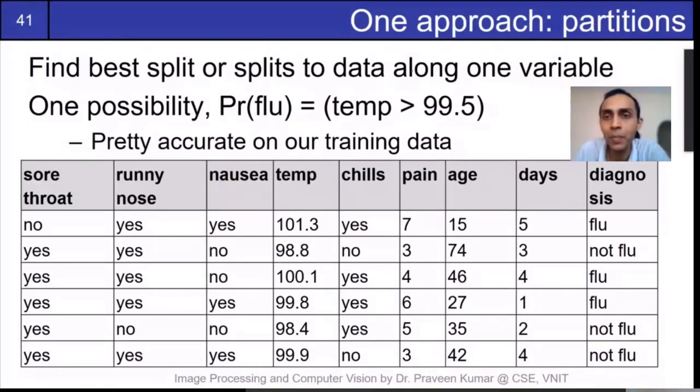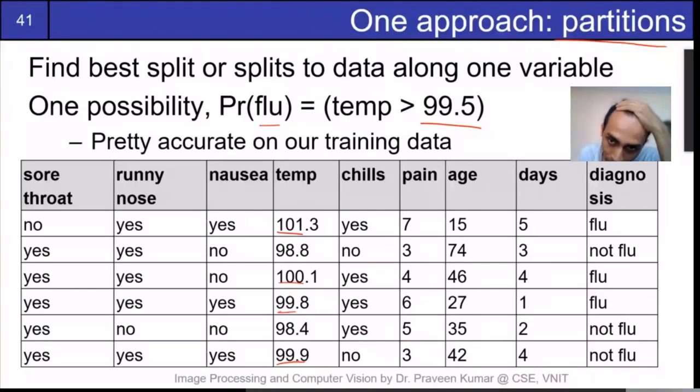In this case, one very simple approach used for binary classification tasks is the method of partitioning. For example, in this data set, look at the parameter temperature. The people having flu had almost high temperatures: 101, 100, 99.8, and one here at 99.9 was not flu. So for most of them, a temperature greater than 99.5 is a clear indication that a person has flu, except for some noisy case here.